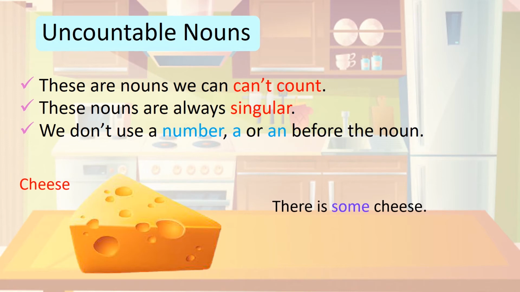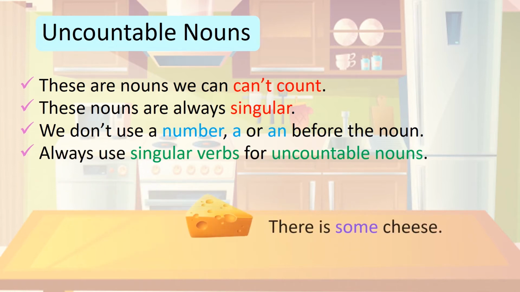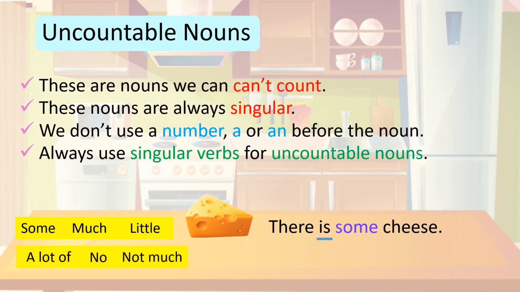As you can see from the sentence, we are using a singular verb, is. So another rule for uncountable nouns is we always use singular verbs for uncountable nouns. Let's try to use a plural verb and see if it makes any sense. There are some cheese. This is grammatically incorrect. There are other ways we can quantify uncountable nouns. We can say some, much, little, a lot of, no, or not much.